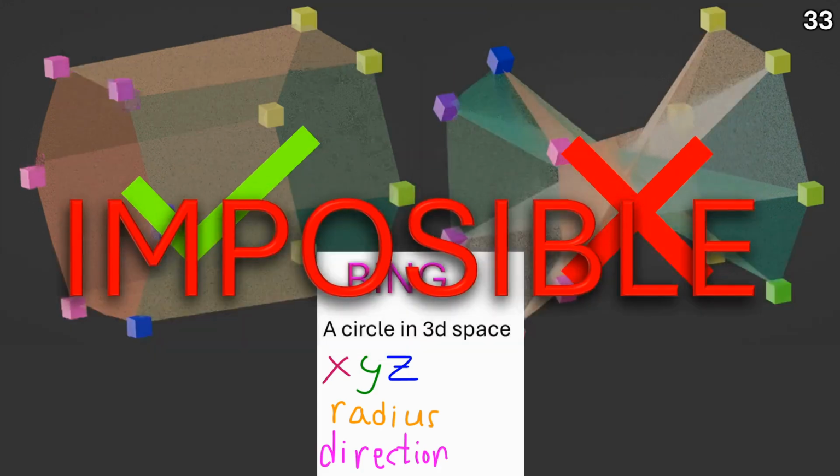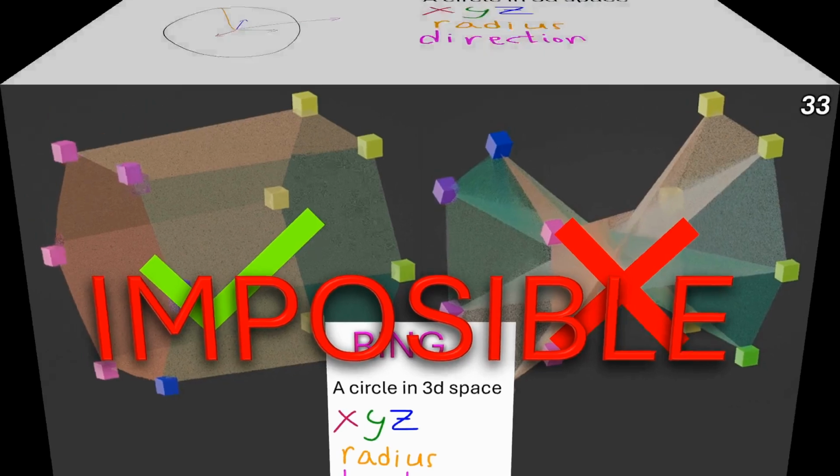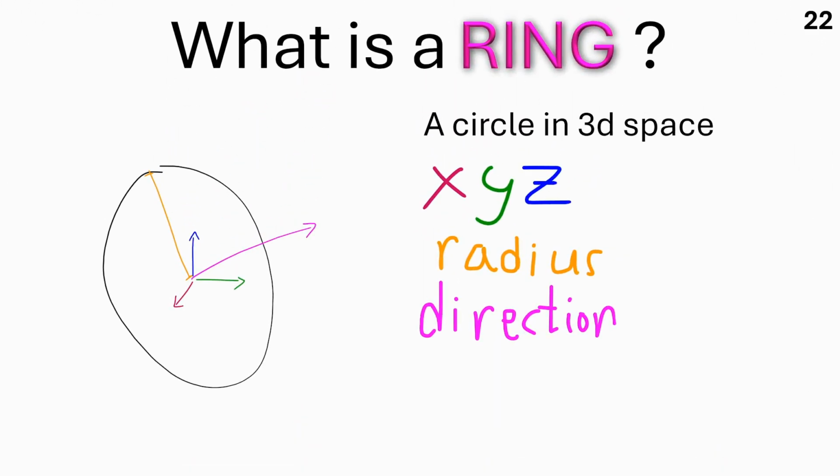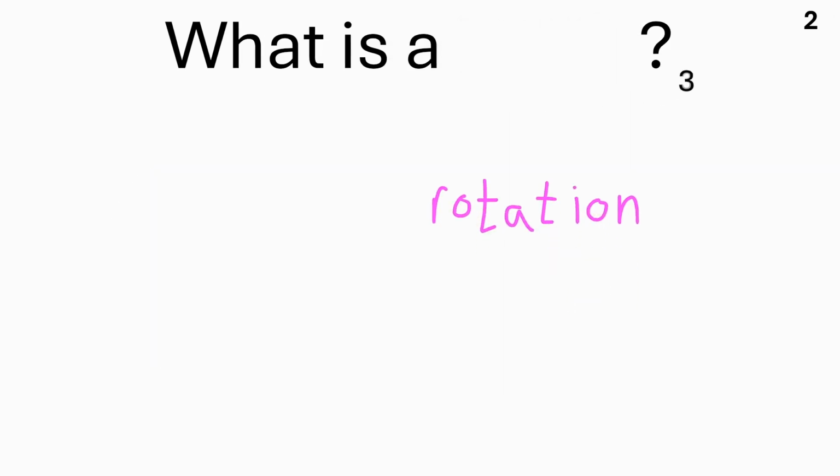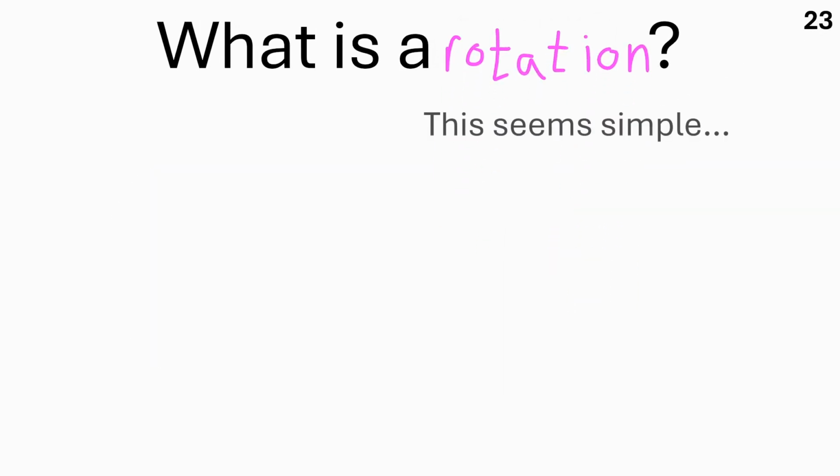Disappointingly, that's impossible. So what we need to do instead is change what our definition of ring is, not be directions, to be rotations. So what is a rotation? This seems pretty simple, but it's quite complex.